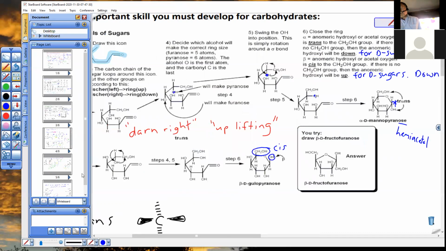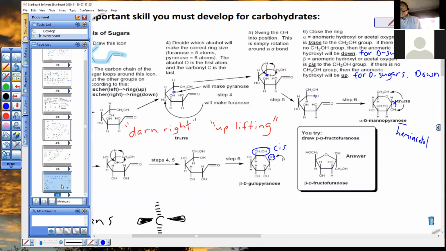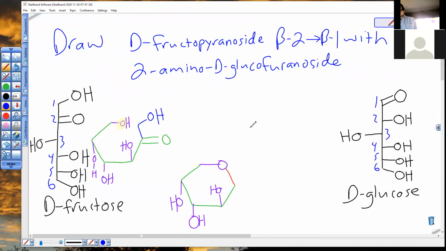And go to our last page here. All right, so we have a D sugar, and the CH2OH is not here. So we got to use our fallback definition for D sugars where beta is up, and there's an oxygen on it. I'm drawing it way up, and blue was an unfortunate choice of colors.